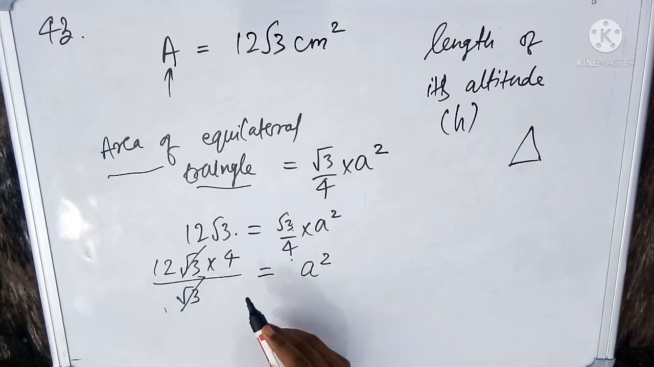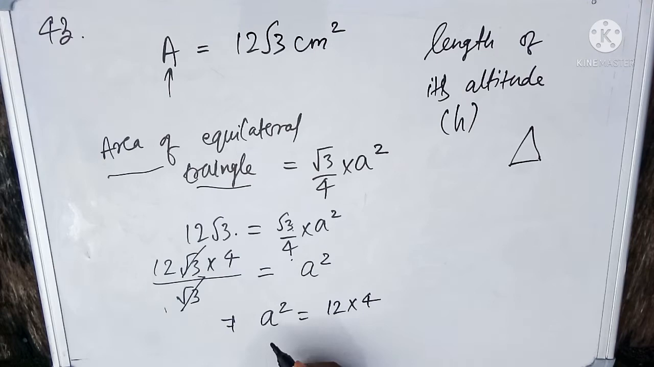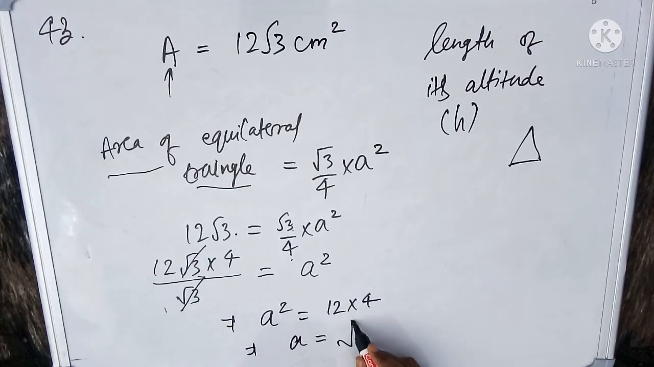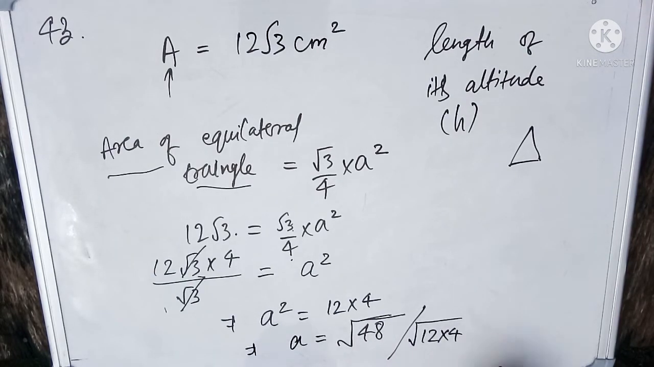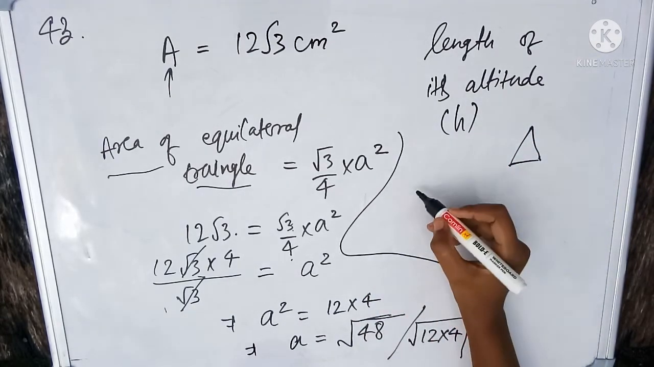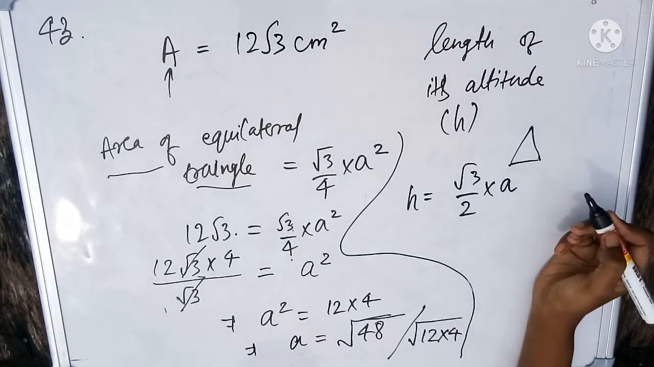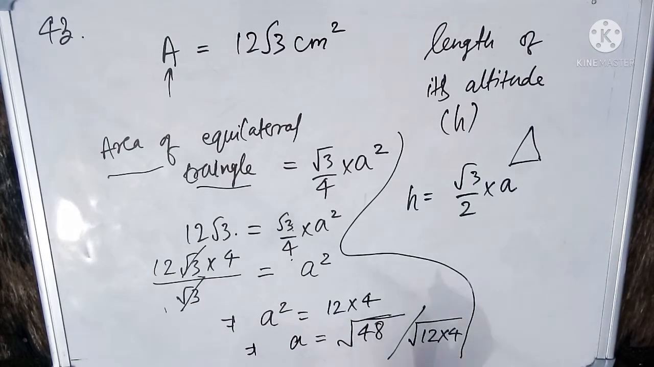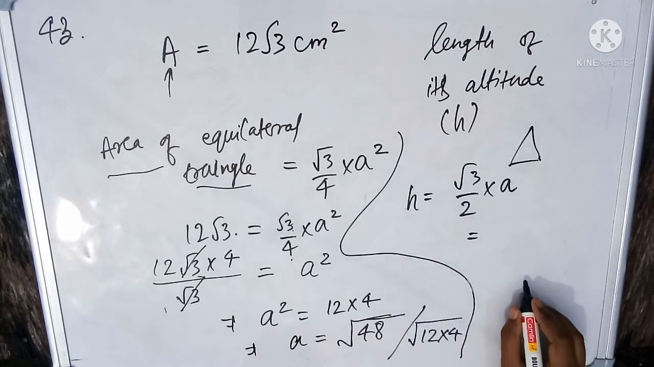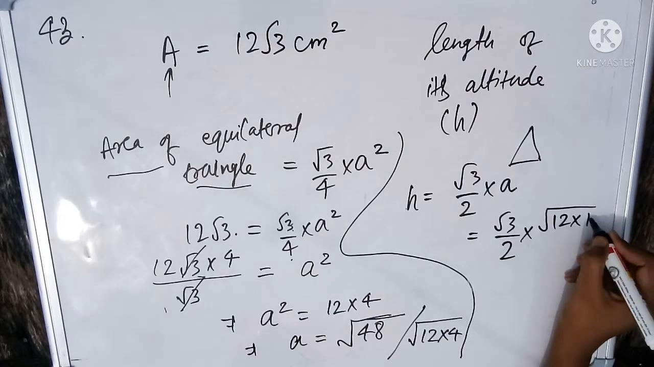Now we can cancel this root 3 out and we have a squared is equal to 12 multiplied by 4. Now if you transfer this square to the other side, then we get a is equal to root under 48, or you can write it as root under 12 multiplied by 4. Now we have to find out the value of h. So the formula for h is root 3 by 2 multiplied by a. So we have got the value of a. Now we will put this here and find out the value of height. Root 3 by 2 multiplied by root 12 times 4.